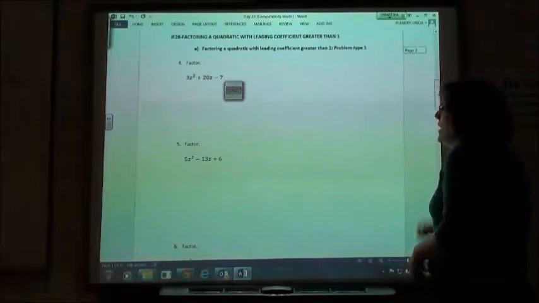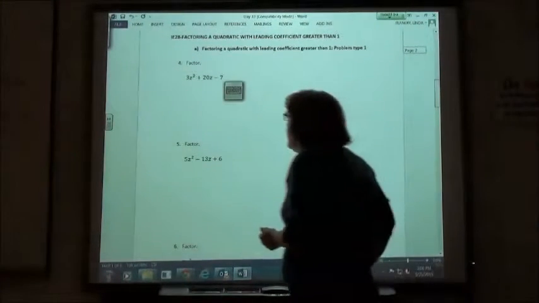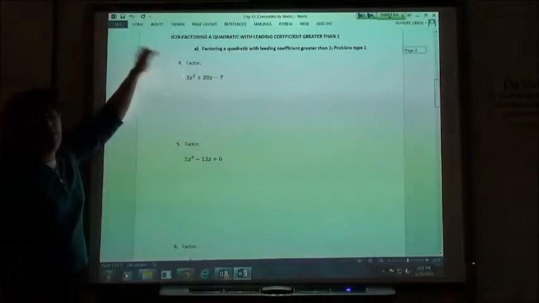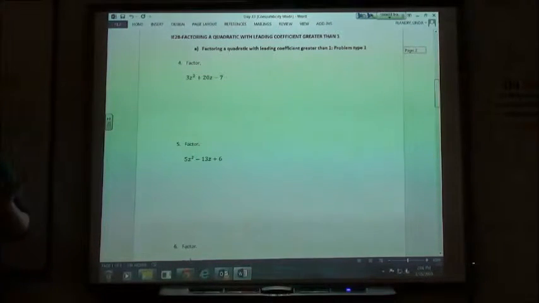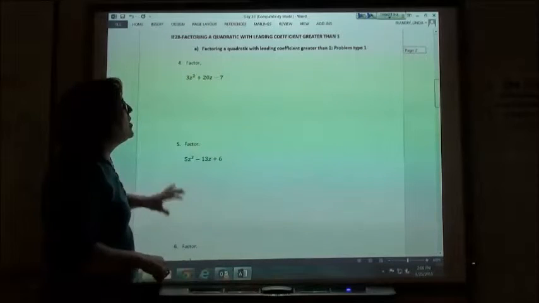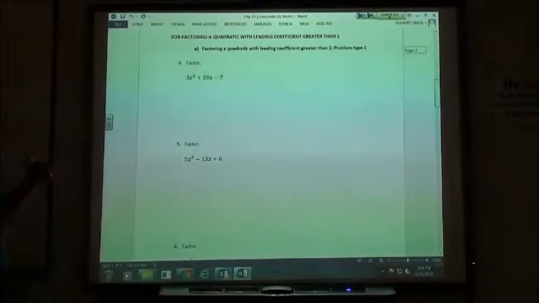The third one again, I'm factoring a quadratic with a leading coefficient greater than 1. That means you're going to have a number in front of your squared term. It makes your factoring a little bit more difficult because we have to think about the foiling. Again, I would probably print out my note sheets on this. It's going to pretty much look like the note sheets on the first one.